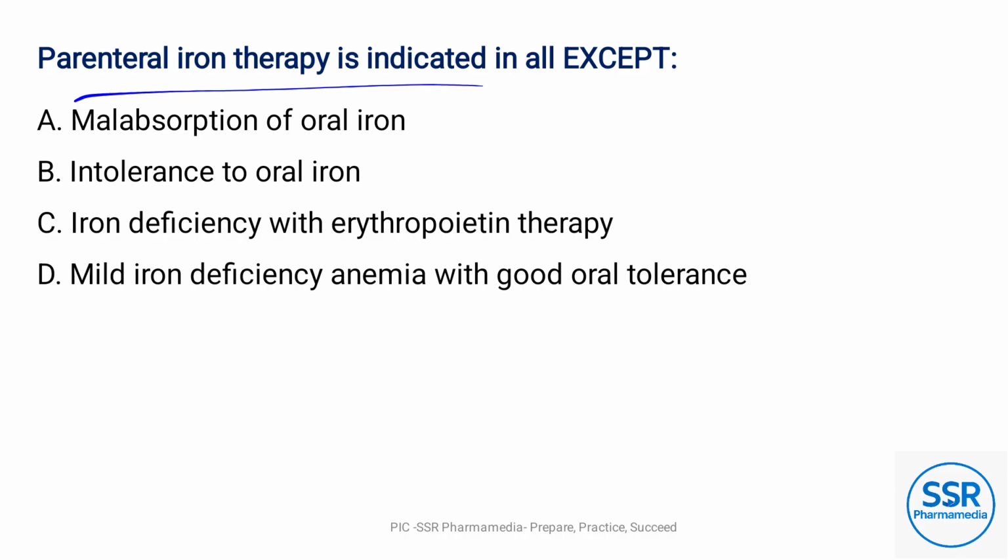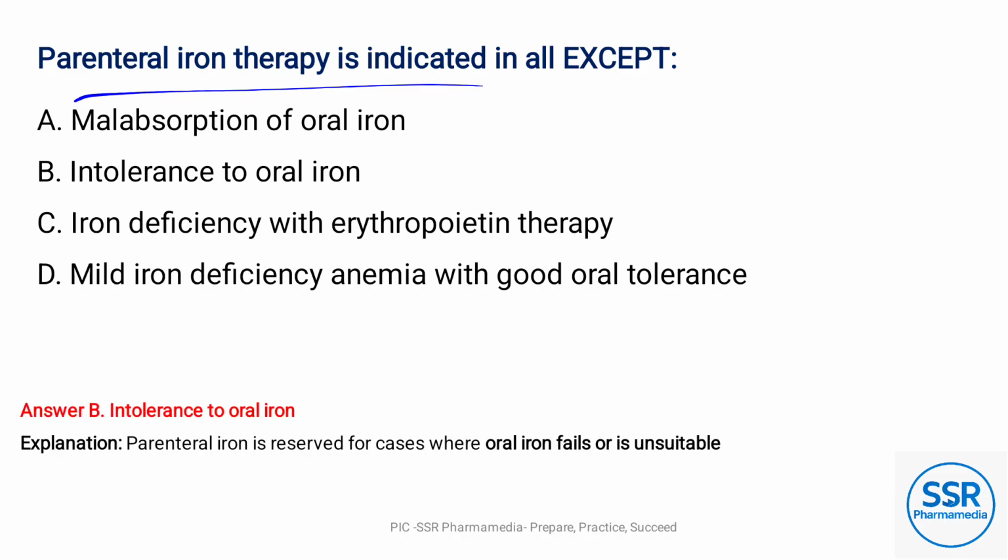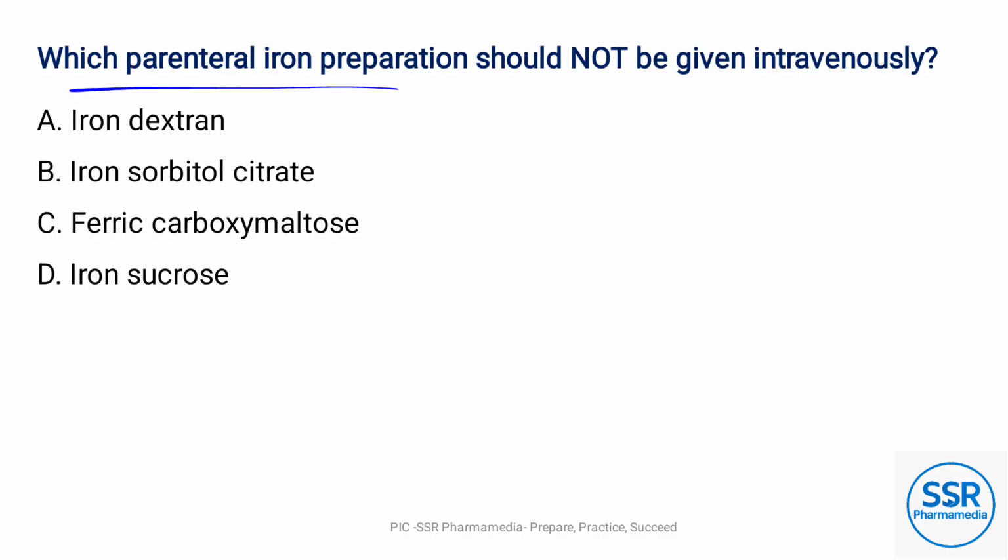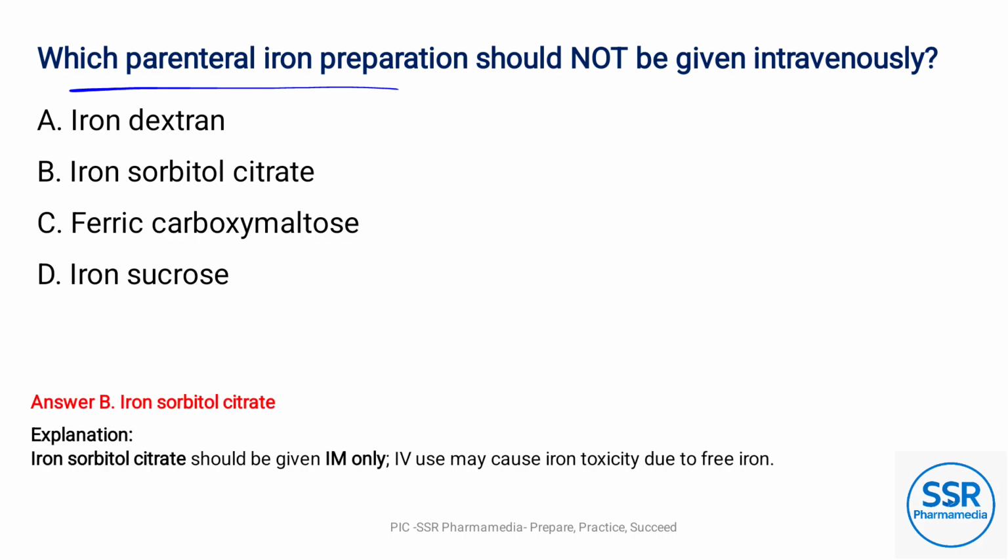Parenteral iron therapy is indicated in all except. So option B, intolerance to oral iron. So all except intolerance to oral iron. Which parenteral iron preparation should not be given intravenously? So option B. Iron sorbitol citrate is not given by the IV route because it produces iron toxicity due to free iron.